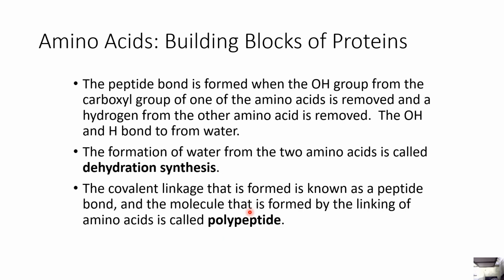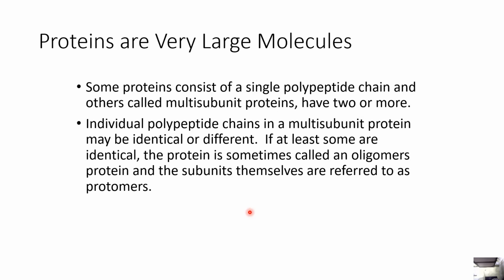Amino acids. A peptide bond is formed when the OH group from the carboxyl group of one of the amino acids is removed and a hydrogen from the other amino acid is removed. So the OH and the H combine to form water. The formation of water from the two amino acids is called dehydration synthesis. The covalent linkage that is formed is known as a peptide bond, and the molecule that is formed by the linking of amino acids is called a polypeptide.